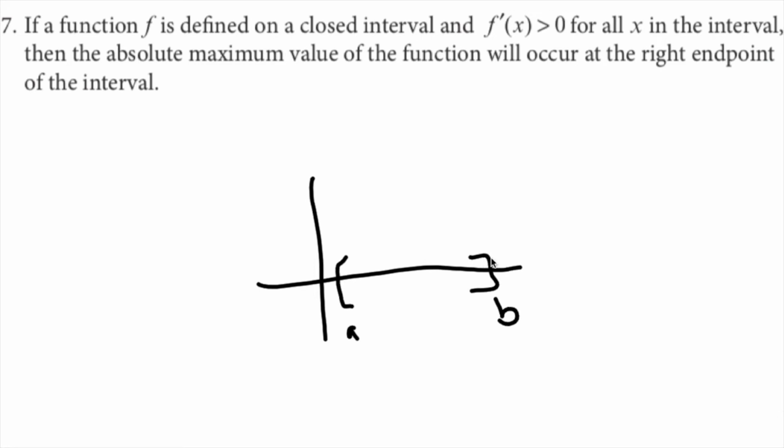And the derivative is positive always. So wherever it starts down here and it ends up here, the derivative is always positive. So it's not going down or equal to 0 at all. It's not flattening out or going down. Then the absolute max of the function will occur at the right endpoint, right here. So this one is true.